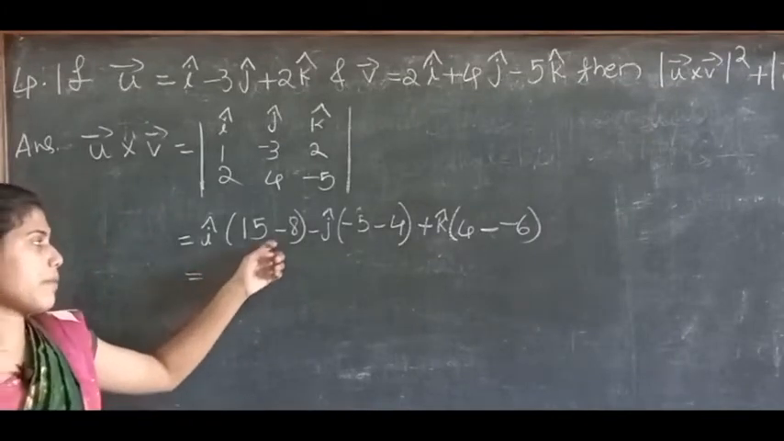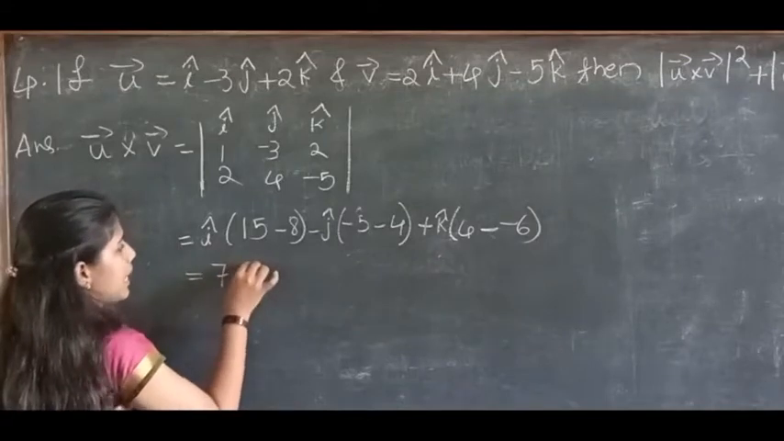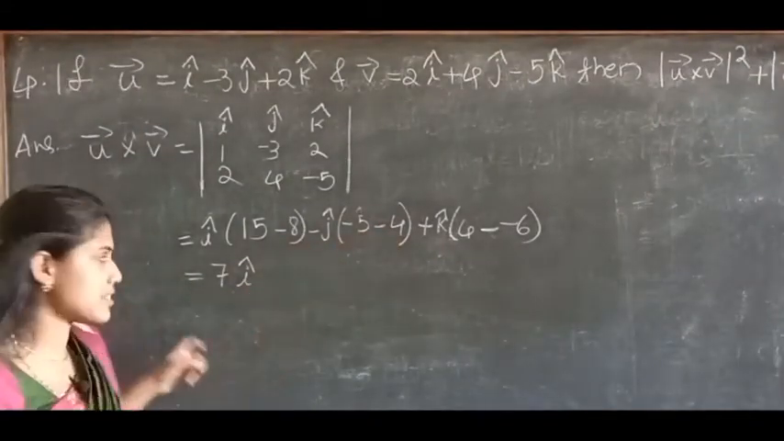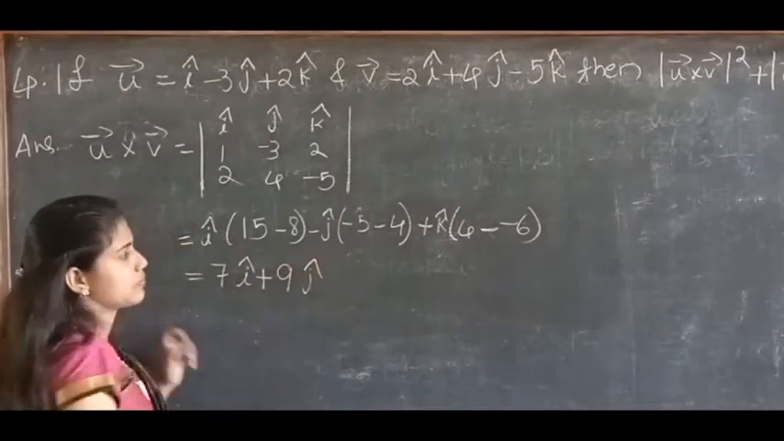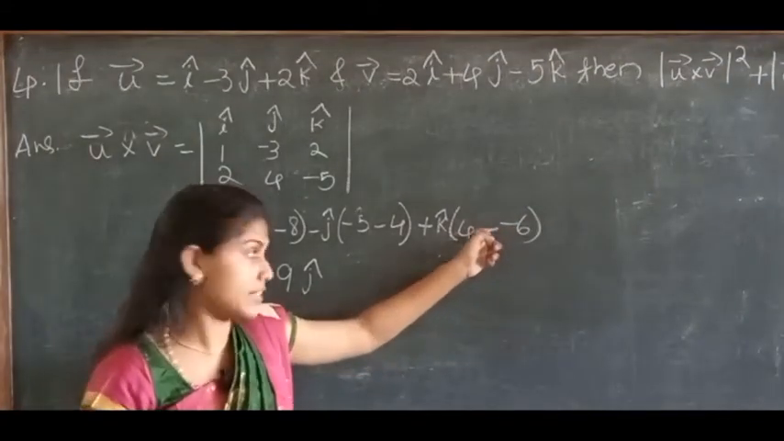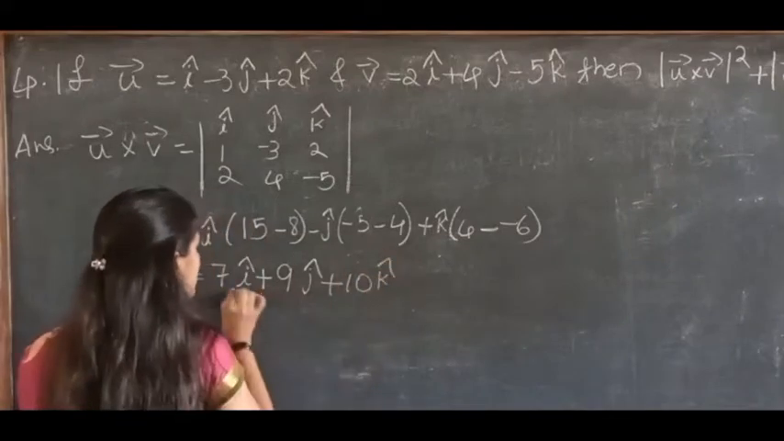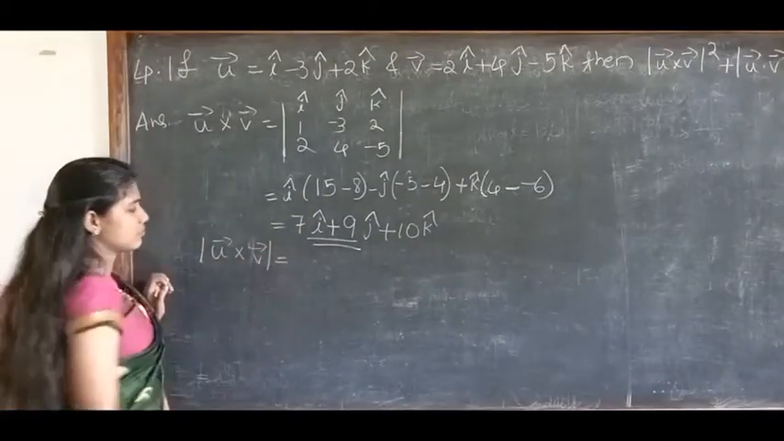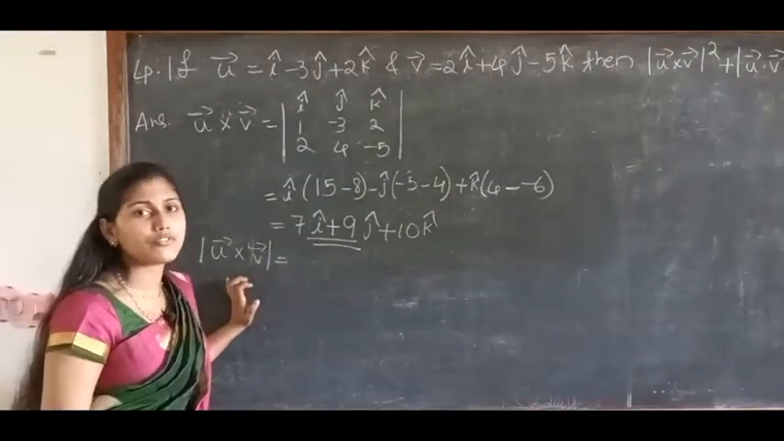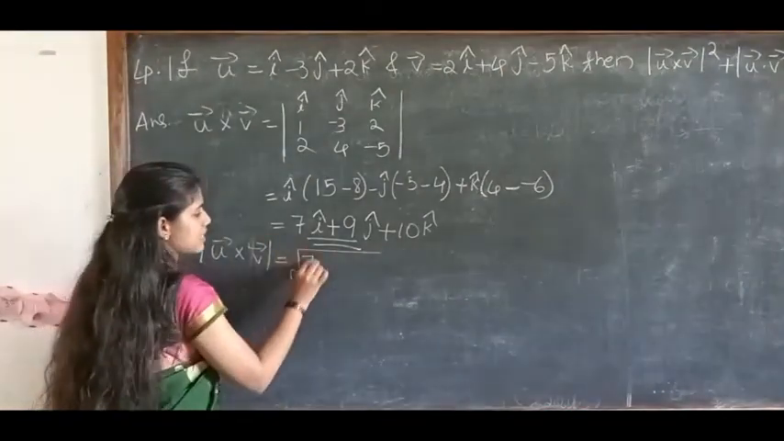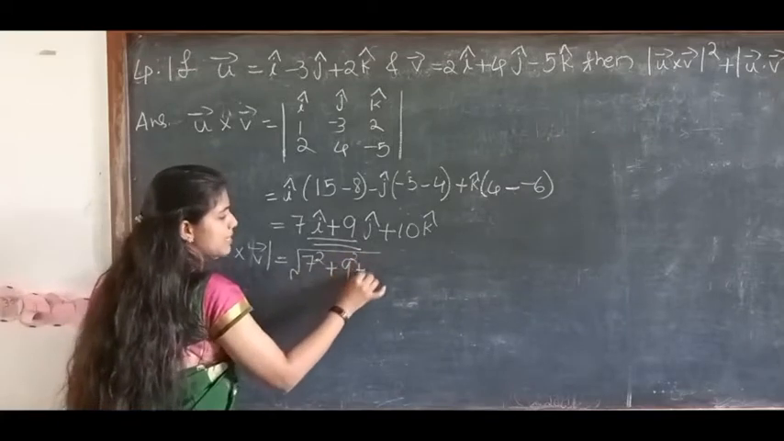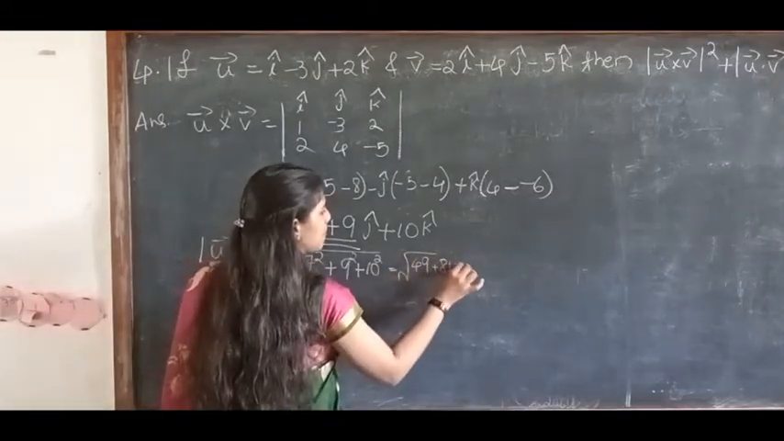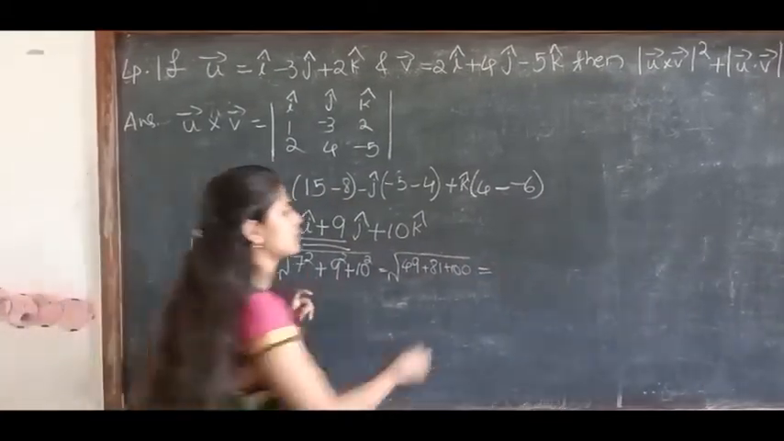It is equal to 15 minus 8, that is 7. Then 7 i cap, minus, minus 5 minus 4 is minus 9, then minus of minus 9 is plus 9, plus 9 j cap, for 4 minus minus 6 is 4 plus 6, that is 10, plus 10 k cap. Okay. Now we have to find its modulus, that is modulus of vector u cross vector v is equal to, modulus is the square root of sum of squares of the coefficients, that is root of 7 squared plus 9 squared plus 10 squared, which is equal to root of 49 plus 81 plus 100. It is equal to root 230.